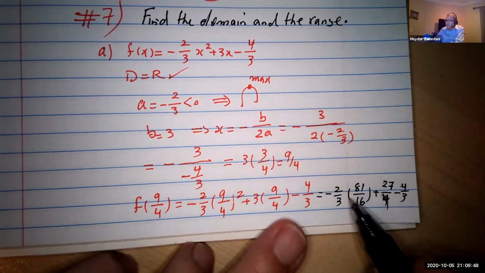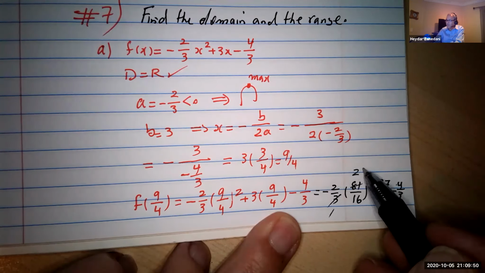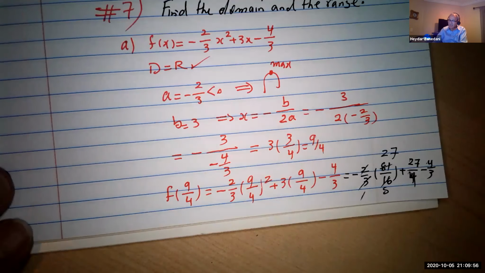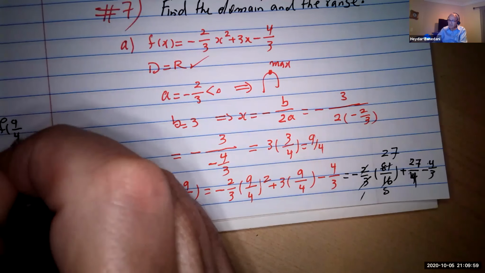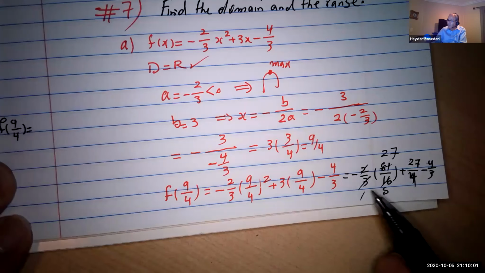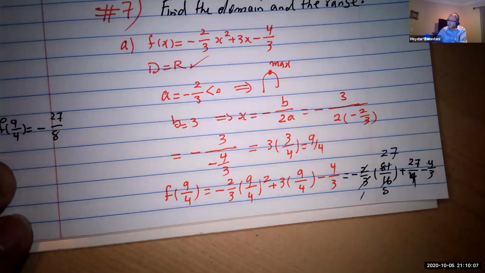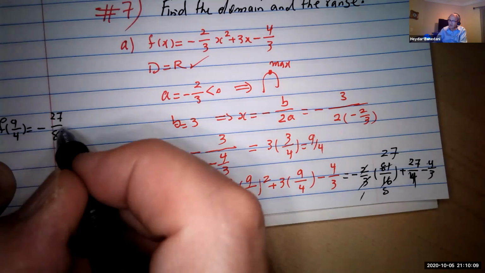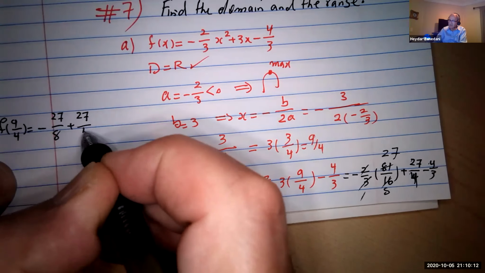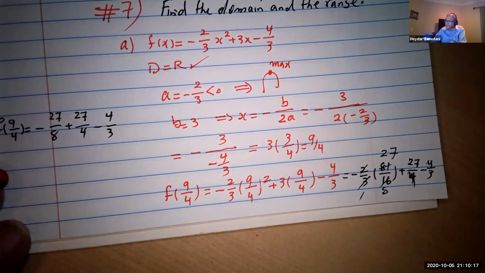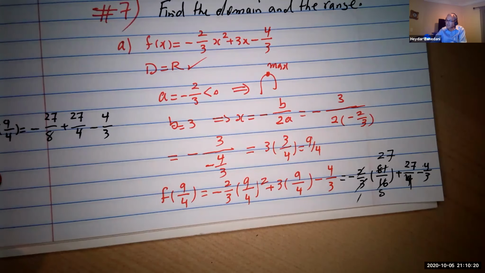Okay, you simplify. This would give you 27, and this would give you 8. So f of 9/4 is equal to, okay, this is going to be a negative 27 over 8 here, 27 over 4, and finally negative 4/3. Okay, better get the 4/3. Yes, the 4/3. You can simplify it to get that in that range.